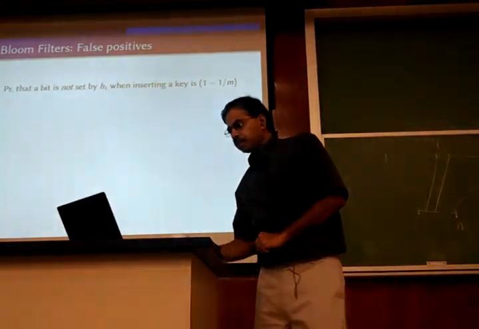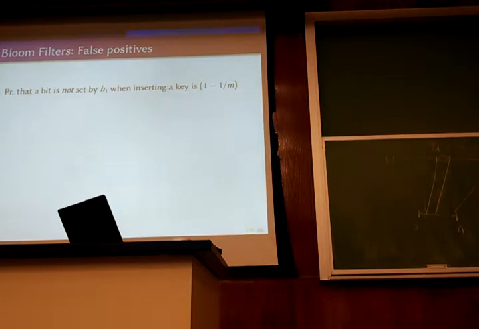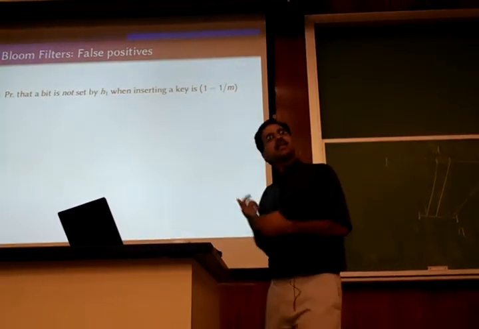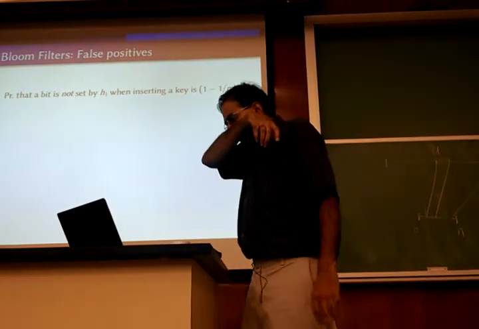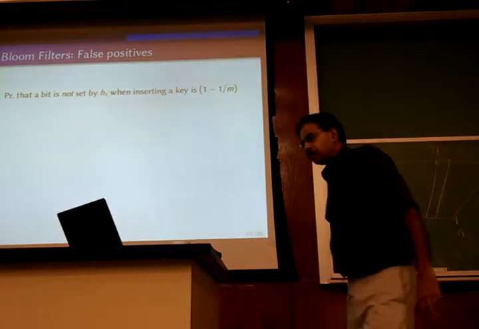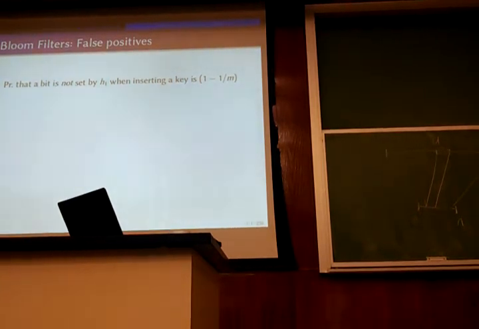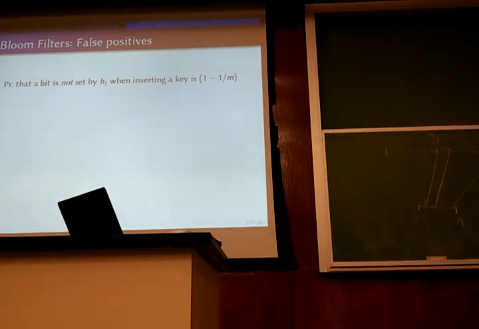So let's do our probabilistic analysis. Again, you will see that it is not particularly different from what we have seen before. At least it should sound quite familiar. Let's say we are asked: what is the probability that a certain bit is not set when you insert a key using one hash function?